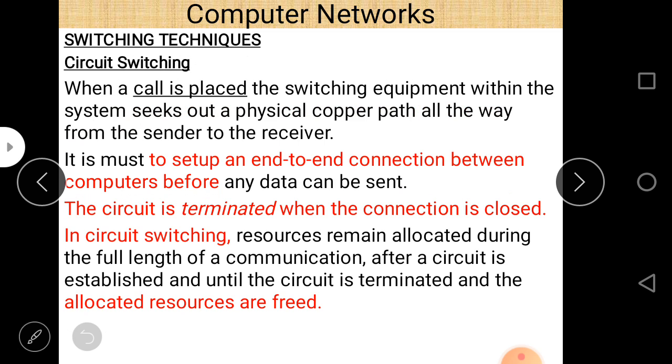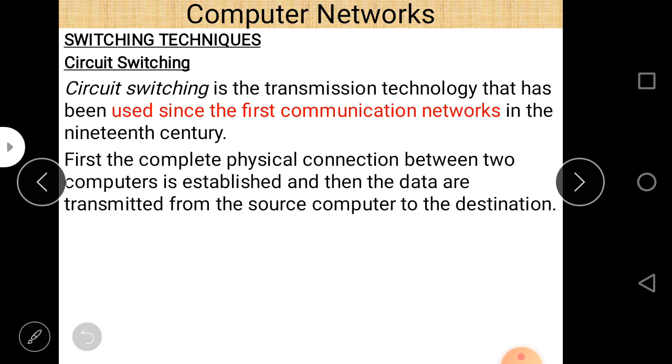So again we can summarize it. First of all, in circuit switching an end-to-end connection is required, and the circuit is terminated when the connection is closed. During communication, circuit switching resources remain allocated after a circuit is established and until the circuit is terminated, and then the allocated resources are freed.